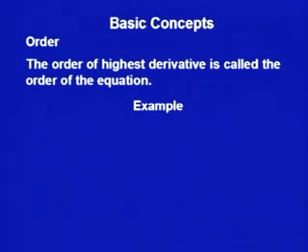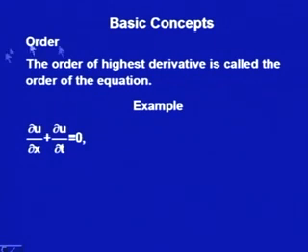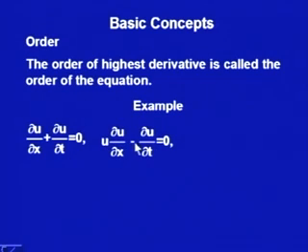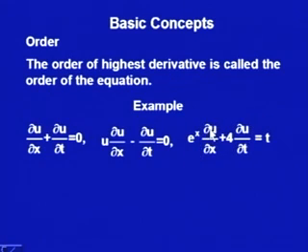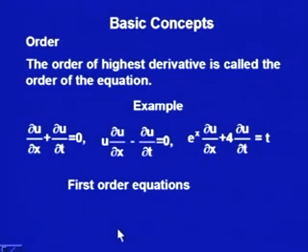Say for example, del u over del x plus del u over del t is equal to 0. This has derivatives of the first order only. Similarly, u times del u over del x minus del u over del t, again both derivatives are of the first order only. e to the power x del u over del x plus 4 times del u over del t is equal to t. Again all the derivatives occurring are of the first order only. In the second equation we do have the unknown function u also, but the derivative is only of the first order. So, all these are examples of first order equations.